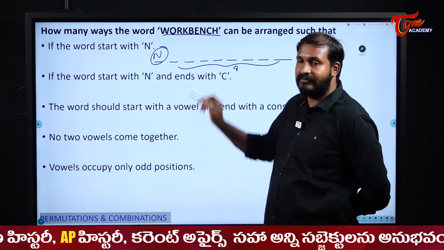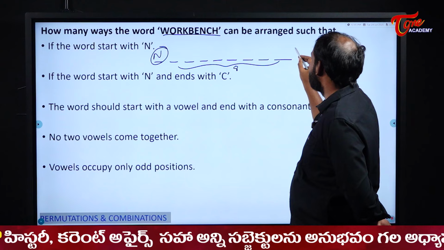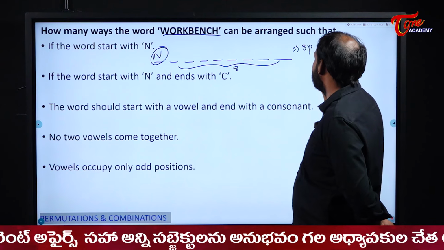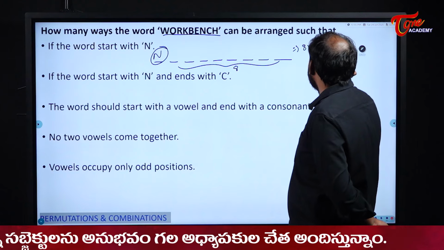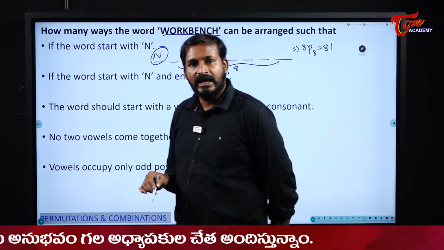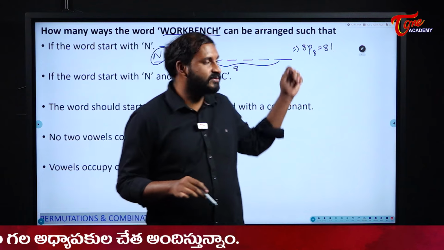And how many letters are available for me? 8. So they can be arranged in what? 8 positions and 8 letters or 8 objects. 8p8, or you can write it directly as 8 factorial. So our answer here becomes 8 factorial.